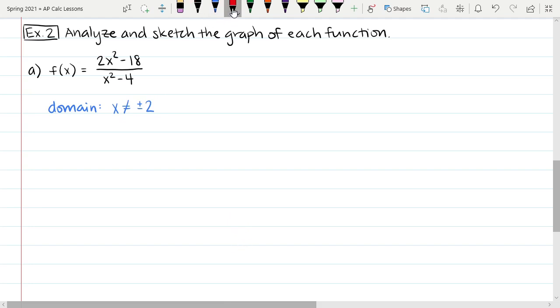Now for the intercepts. Remember we have y-intercepts and x-intercepts. Let's start with the easier one, which is the y-intercept. Remember that y-intercepts we simply find by turning the x into a 0. If I replace the x's here with a 0, then I'm going to have negative 18 over negative 4, which becomes positive 9/2.